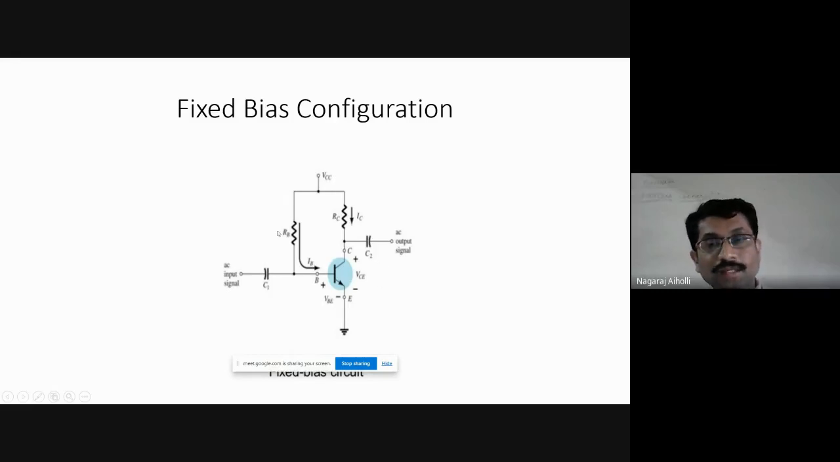Now this is all about the circuit: RB, RC, coupling capacitors C1 and C2, and the emitter terminal grounded. The base emitter voltage VBE is always 0.7 volts for a transistor. Then VCE is the collector to emitter voltage. The current flowing through the base terminal is IB, and the current through the collector terminal is IC. These are the different parameters shown in the circuit.